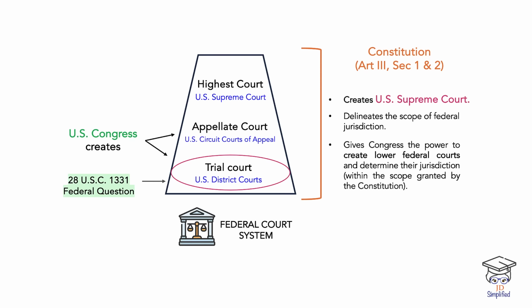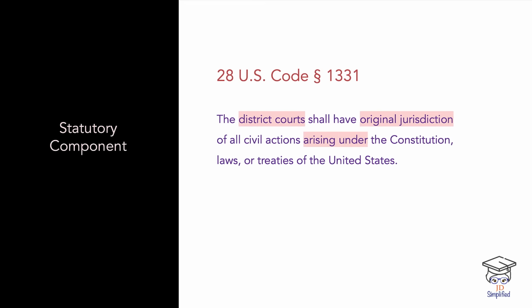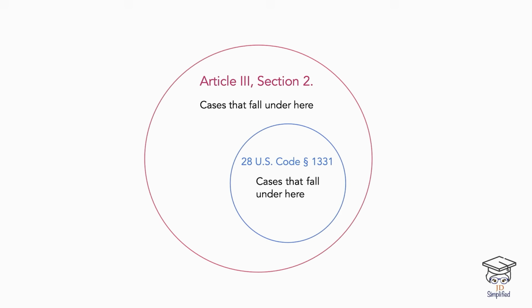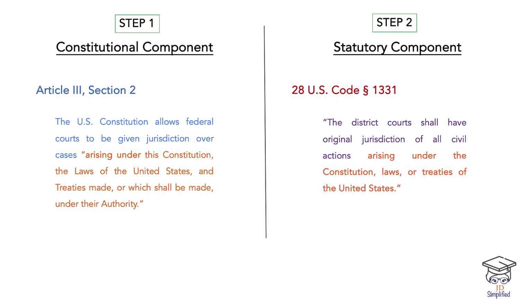Code 1331. So the term arising under in the constitutional clause in Article 3 is much broader than arising under in the statute in 1331. This means the constitutional threshold is much broader than the statute. So how does this pertain to the federal question analysis? Well, federal question jurisdiction in the context of this course will almost always concern the scope of the congressional authorization, the narrower scope of 1331. But you will do the analysis for both the constitutional component and the statutory component.